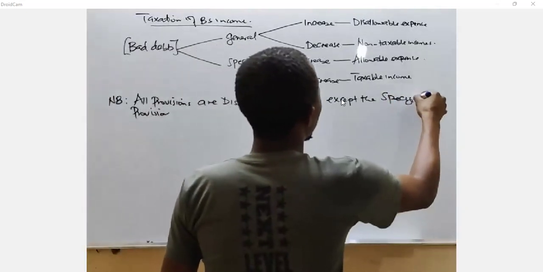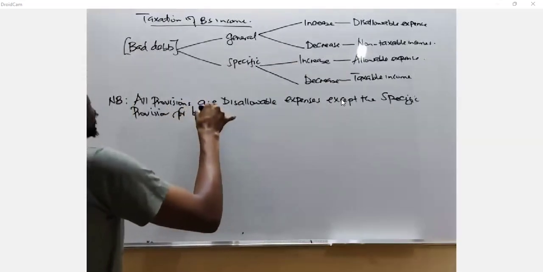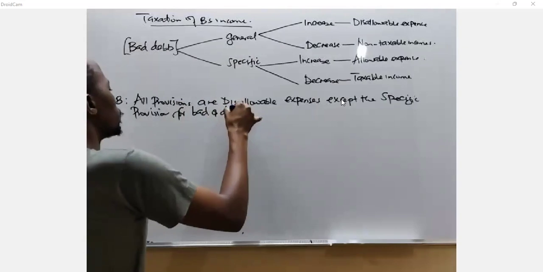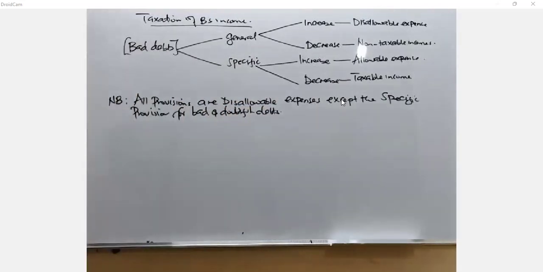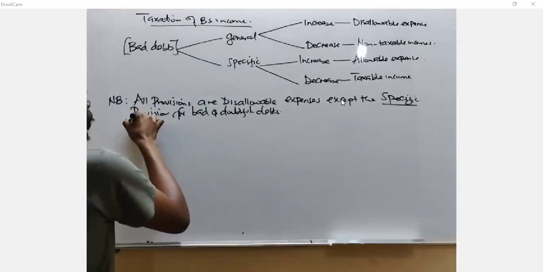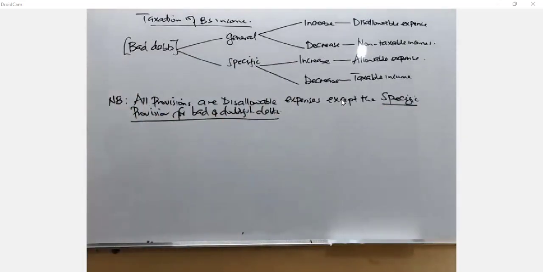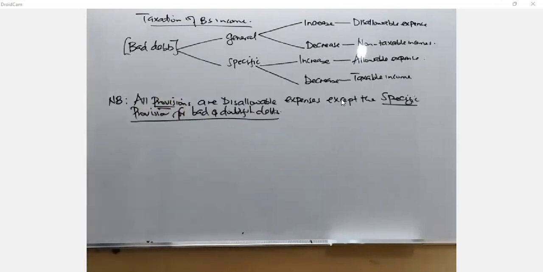It should be the specific provision for bad and doubtful debts. This is the only allowable expense. Any other provisions are always disallowable expenses. You need to take note of that.